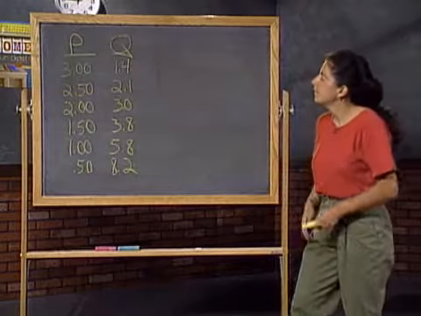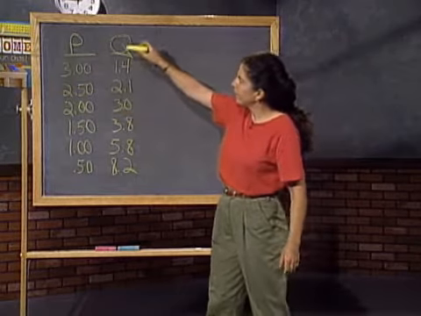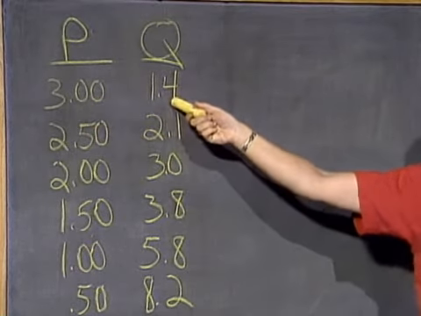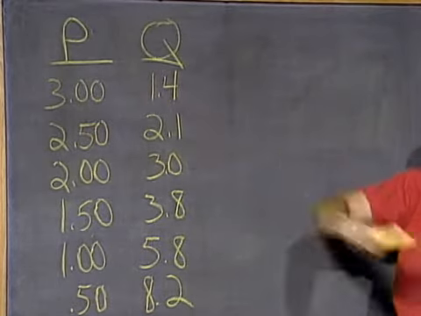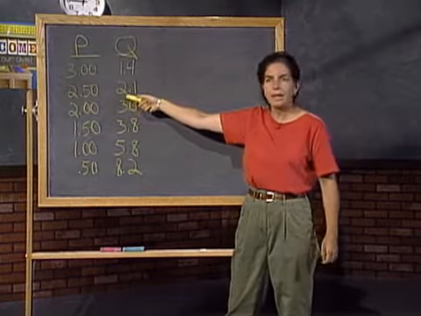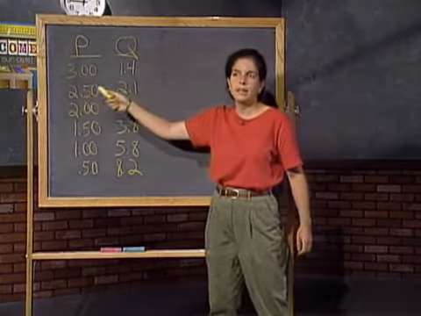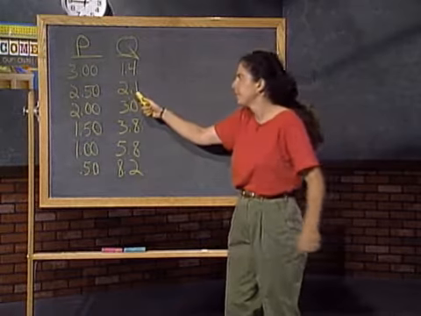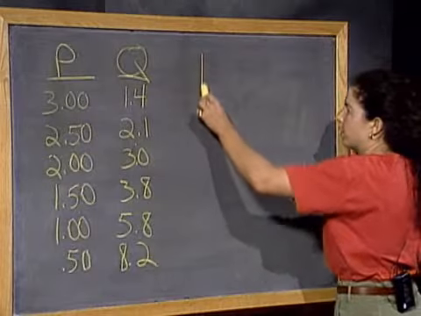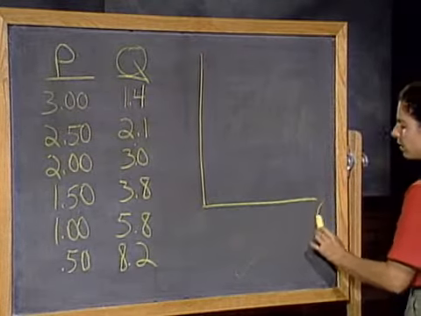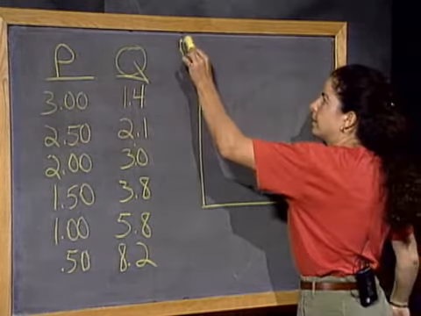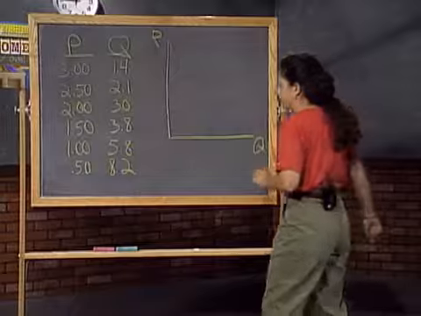Okay, we're going to derive a demand curve. We've got this information that tells us, for example, when the price is $3, quantity demanded is 1.4. When the price is $2.50, quantity demanded is 2.1, which makes sense. As the price goes down, the quantity demanded increases. So what we're going to do now is draw this information graphically. We always put quantity on the horizontal axis and price on the vertical axis.